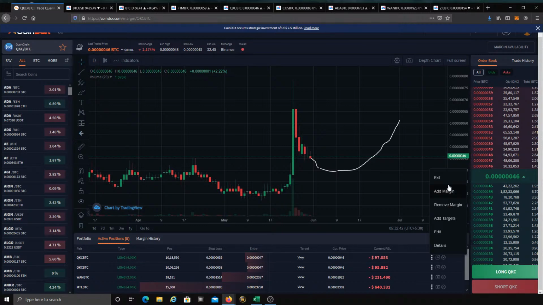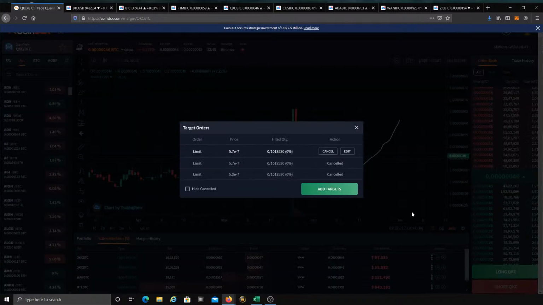Okay. So we can come in and we can also add a target if we didn't have one set. See, if you see target right here and it says view. Okay, well, I didn't have a target set. So I can add a target. Well, I did eventually add targets. And you can come in here and you can set your target.